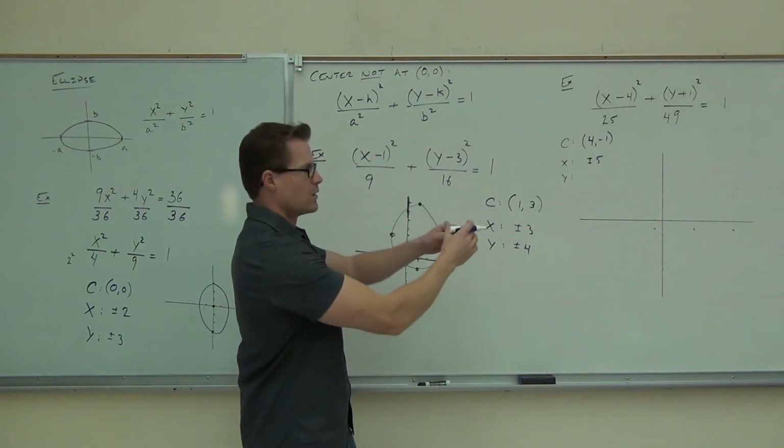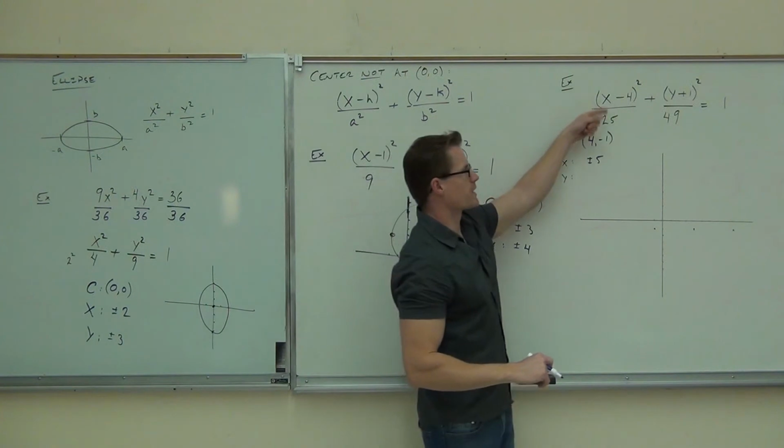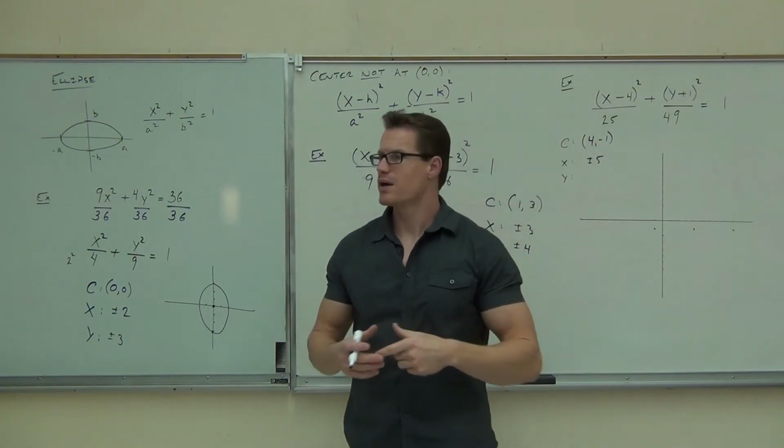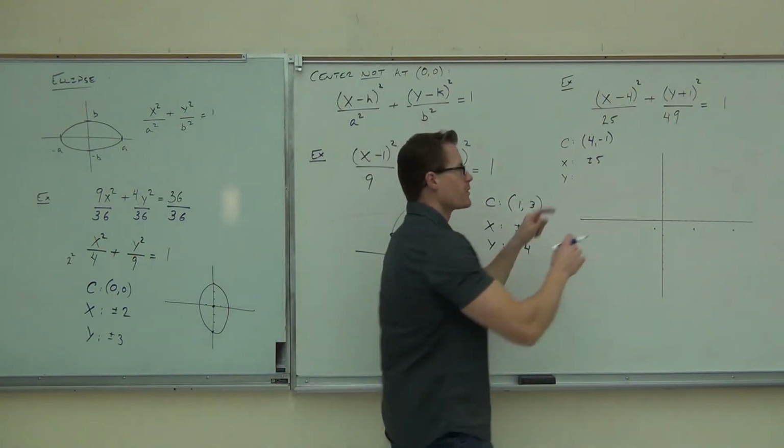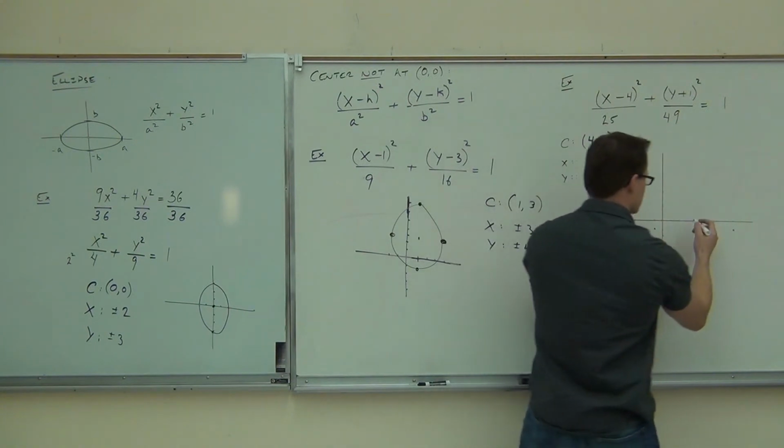So that's along our x direction. Associated with x, that's how we find that number. And along the y, we should get 7 out of that. We're taking the square root of those numbers in the bottom of our fraction. We get 7, 1, 2.